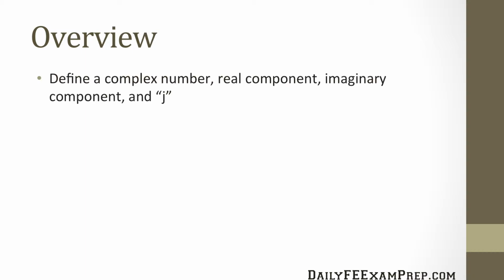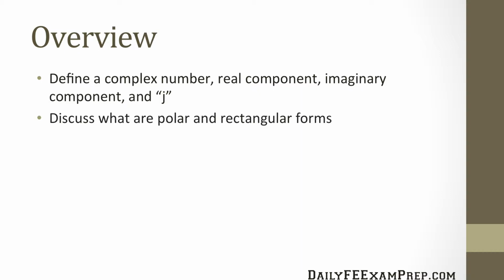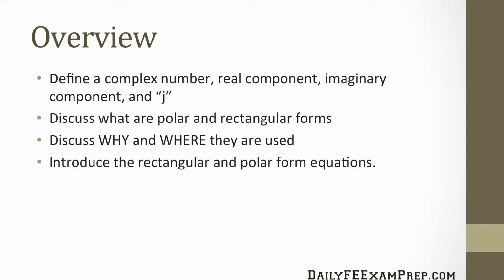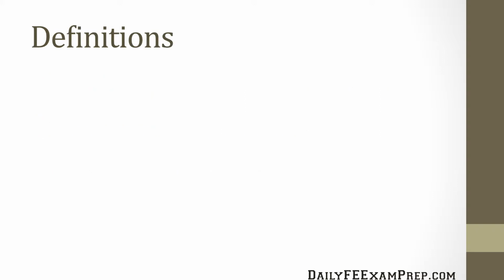So the overview of the lesson that we're going to be talking about today is, first we'll define what a complex number, a real component, and imaginary component, and what j is. We're going to discuss what are polar and rectangular forms, and we'll discuss why and where they are used. We'll also introduce the rectangular and polar form equations.